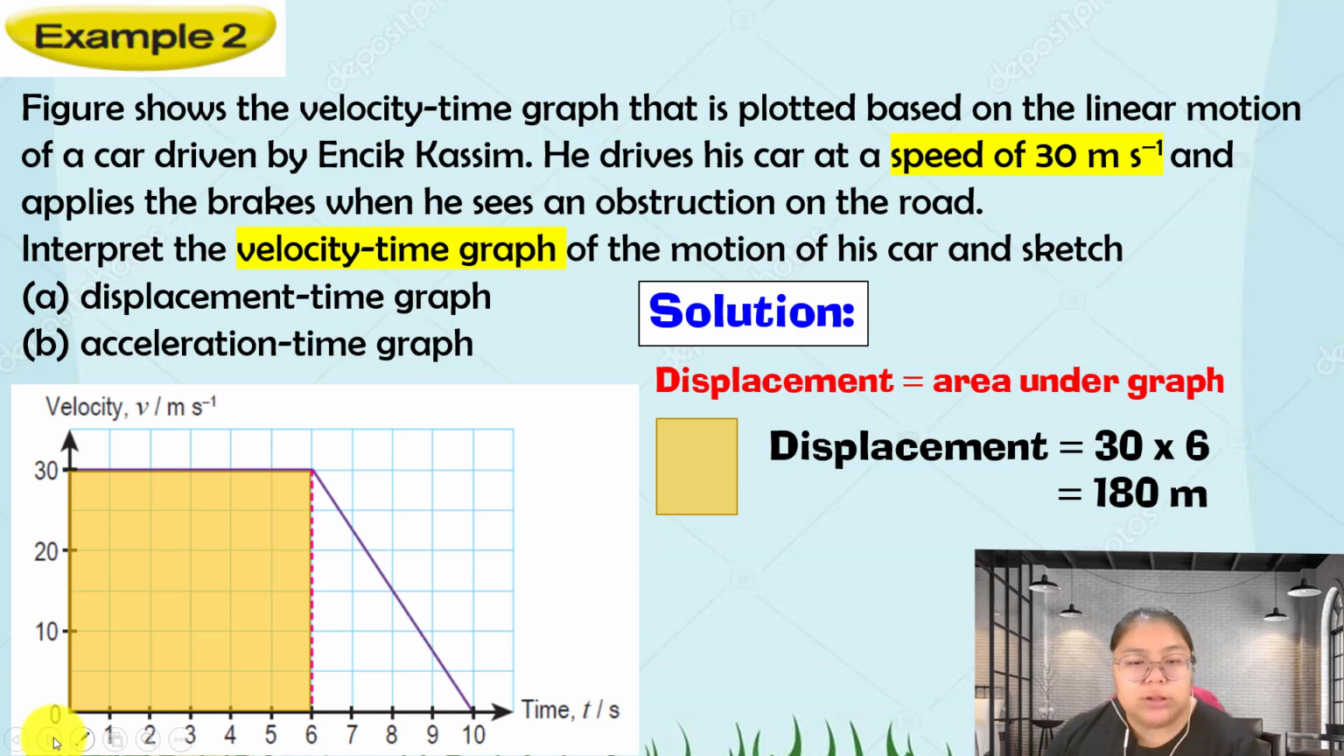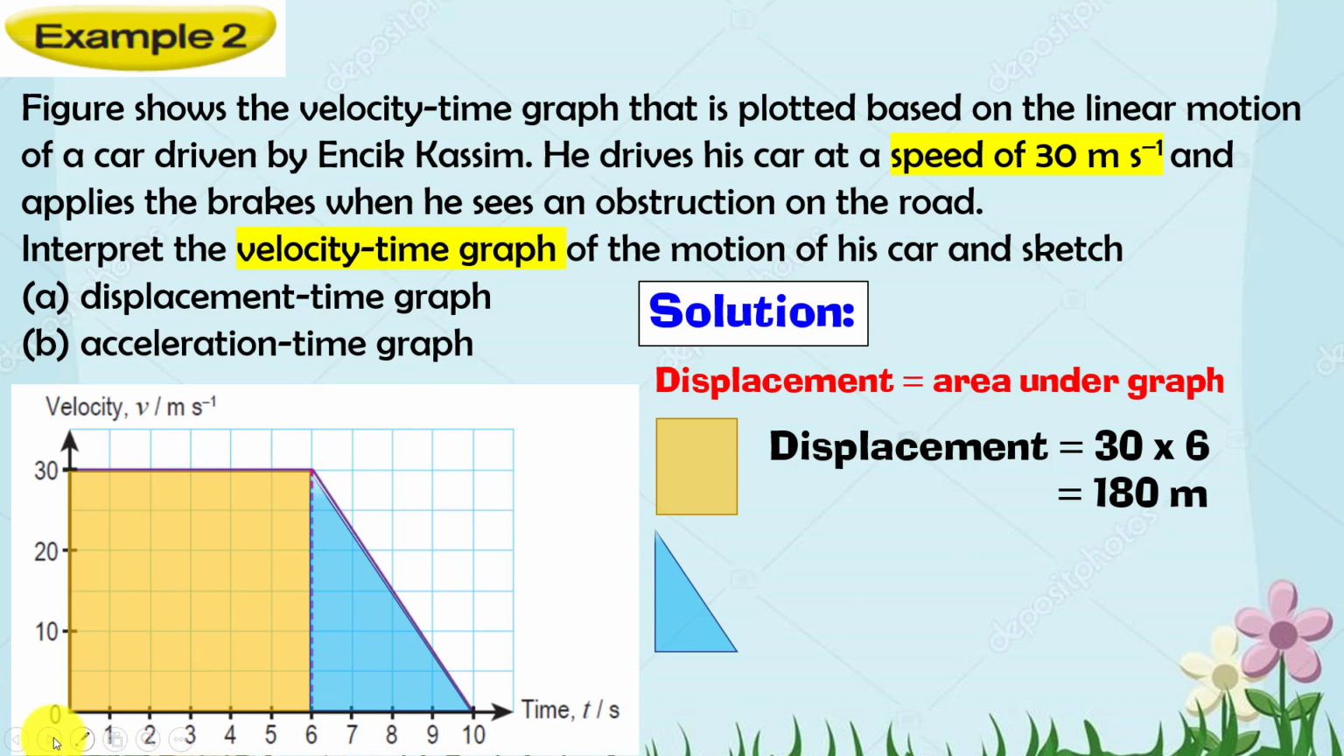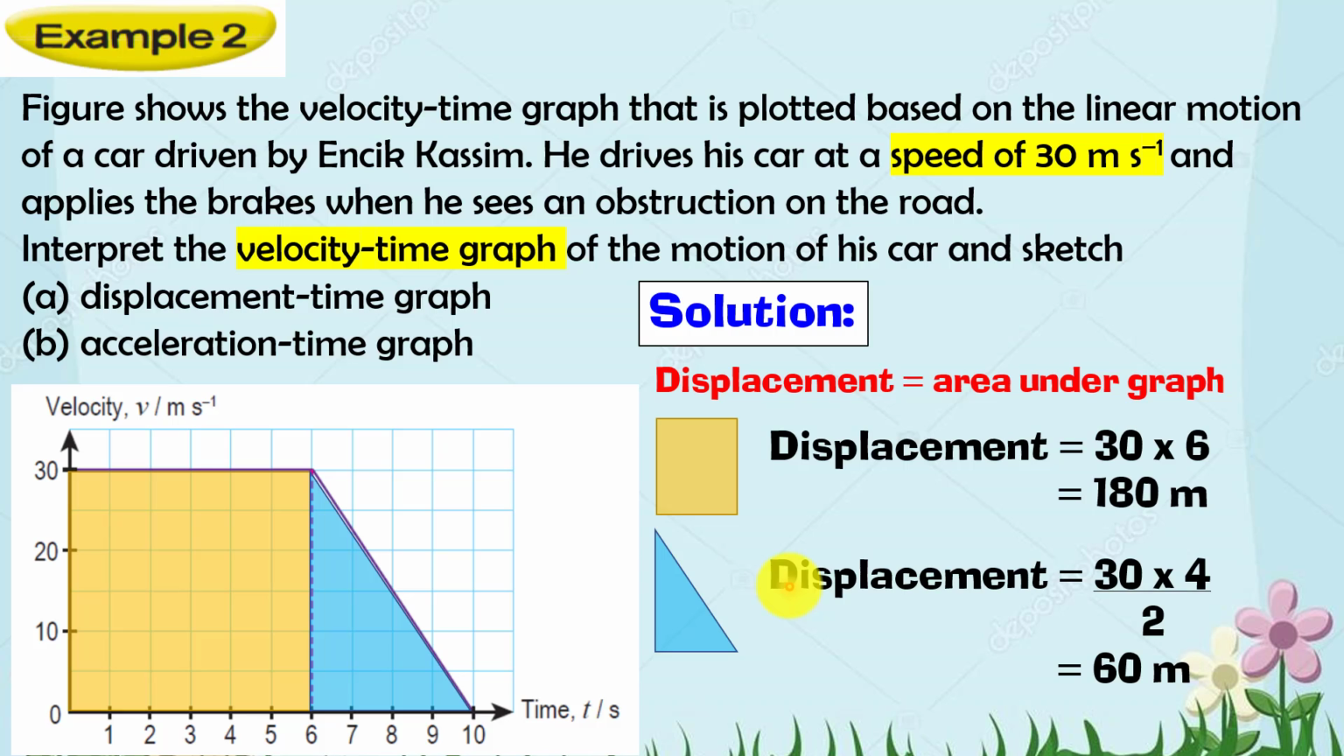Now we continue with 6 to 10. This is a triangle. The triangle is 30 multiplied by 4, divided by 2, so it is 60 meters. So I separated it part by part. Now I go to draw the graph, the displacement-time graph.